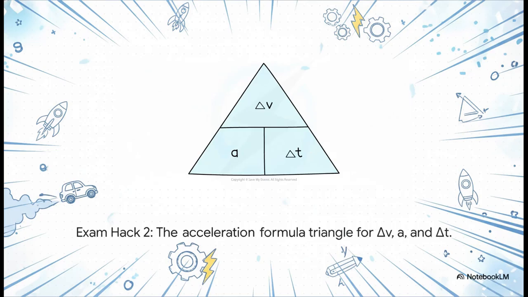And hey, guess what? There's a formula triangle for acceleration too. This is another essential for your exam toolkit. You've got change in velocity at the top and acceleration and time at the bottom. The exact same rules apply here. Just cover up what you need to find, and the triangle tells you exactly what to do.